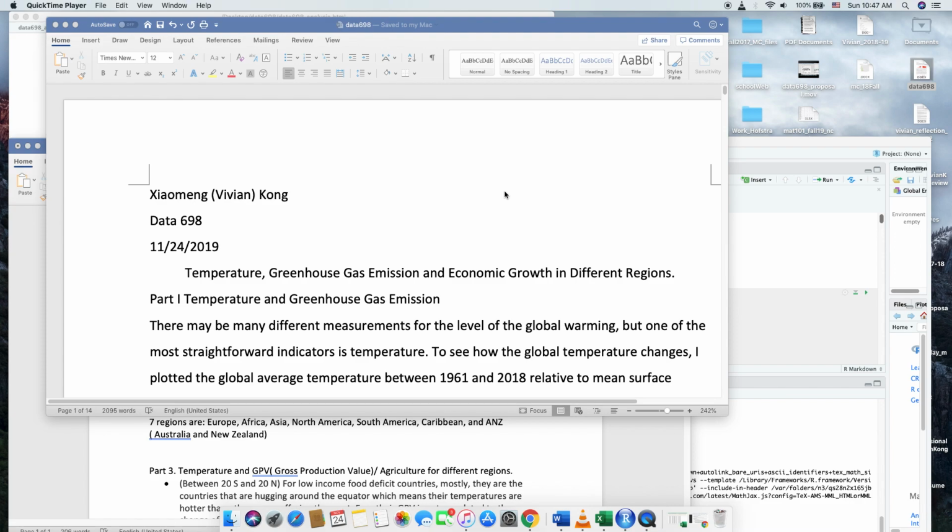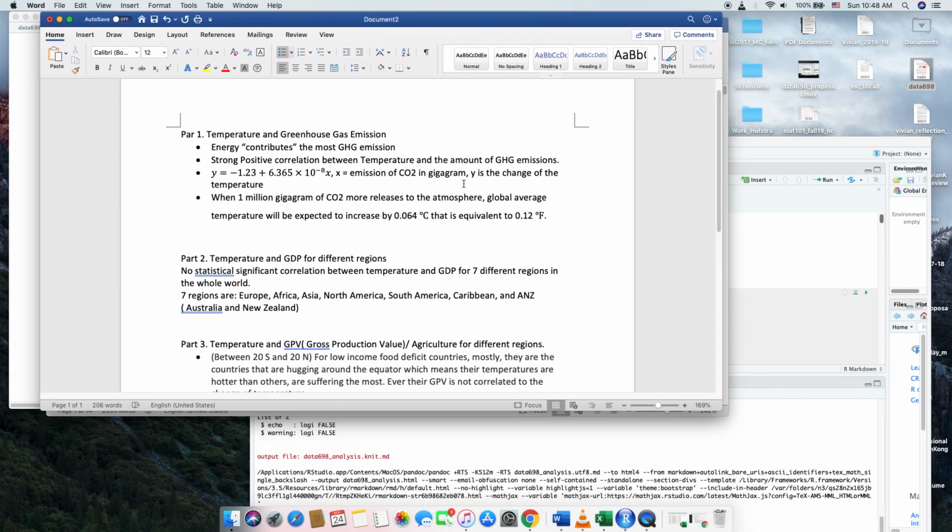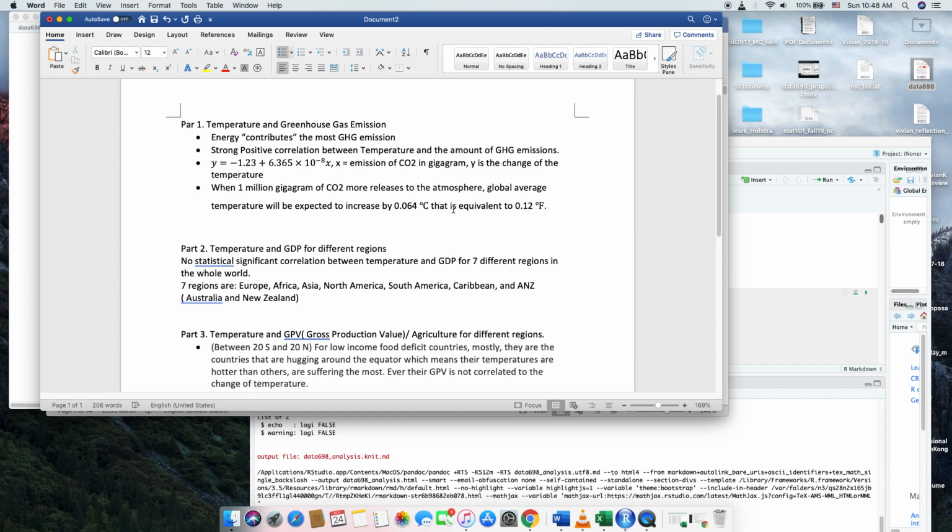Everyone, I'm Vivian Kong, and this is my project about temperature, greenhouse gas emission, and economic growth for different regions. So I'm just gonna keep the long story short, and there are three parts in my data analysis. Now, the first part is about temperature and greenhouse gas emission.